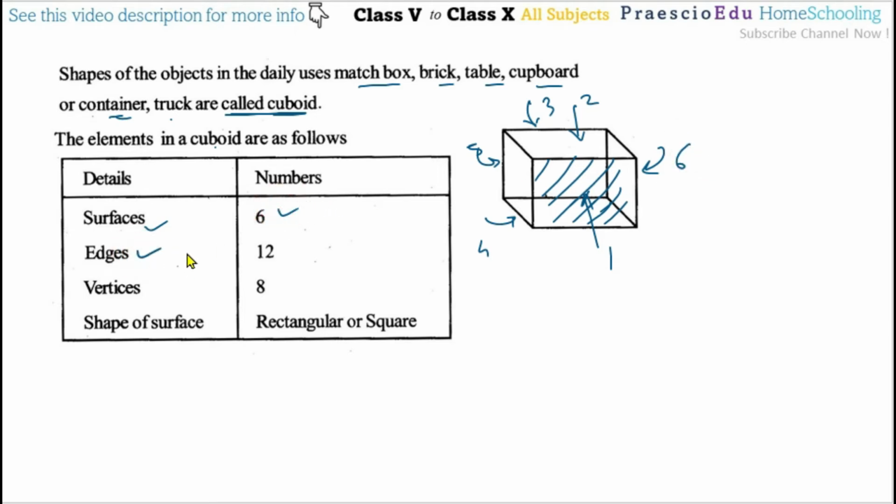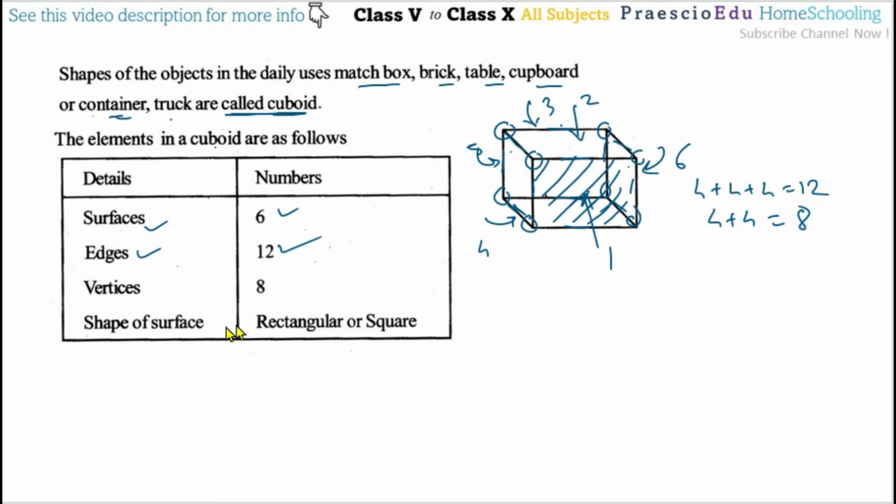Then how many edges are there? This is 1 2 3 and 4, then 1 2 3 and 4, and then 1 2 3 and 4. So 4 plus 4 plus 4 is 12. So there are 12 edges. Now vertices: how many vertices? This is 1 2 3 4, then 1 2 3 and 4. So 4 plus 4, there are 8 vertices.